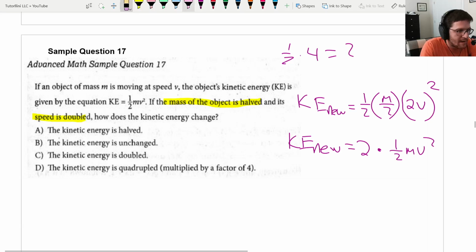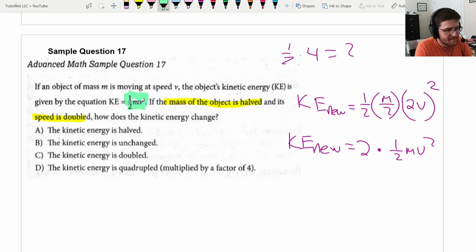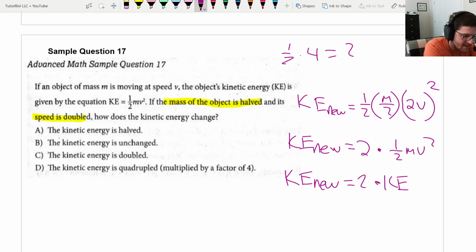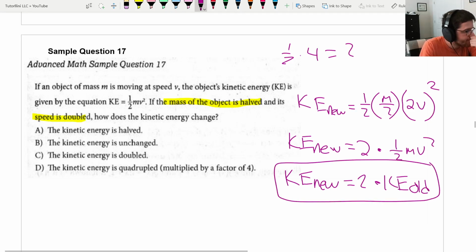And now we can swap this out with the old kinetic energy formula. Notice how I deliberately left that 1/2 alone, because I didn't put the 1/2 there. The 1/2 was already there. If there's a coefficient already there, just leave it. You don't care about it. So KE new is 2 times the KE old. So it's double. Great. I guess it's C. That's right.